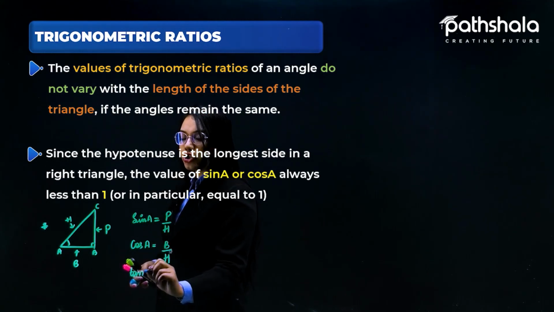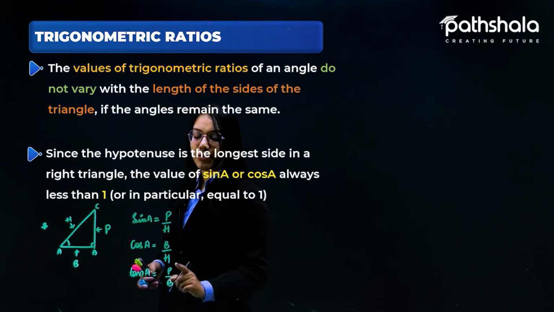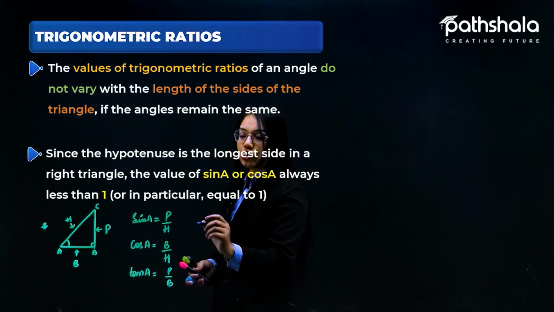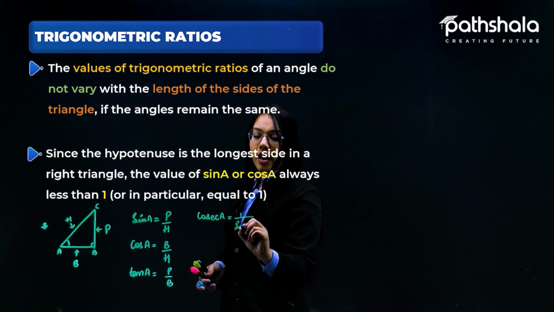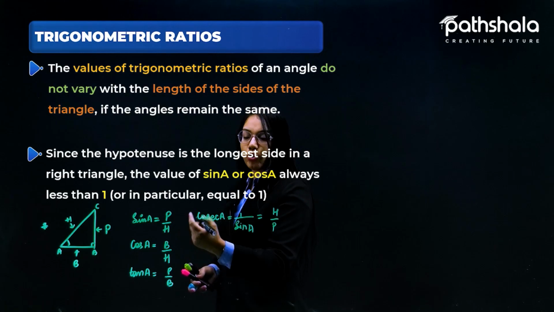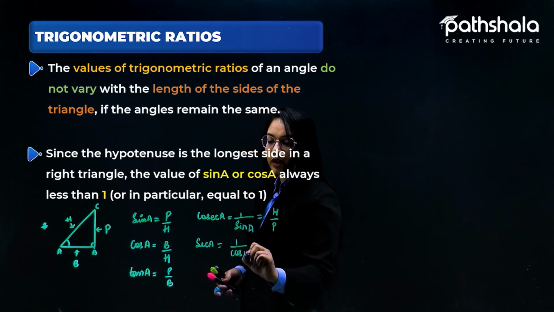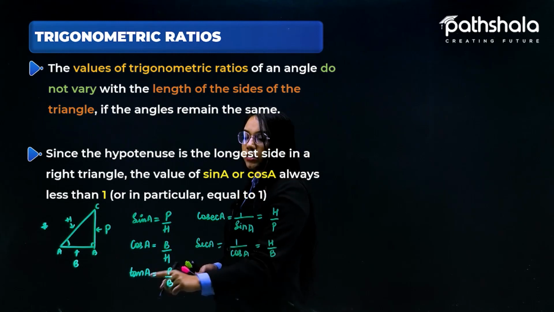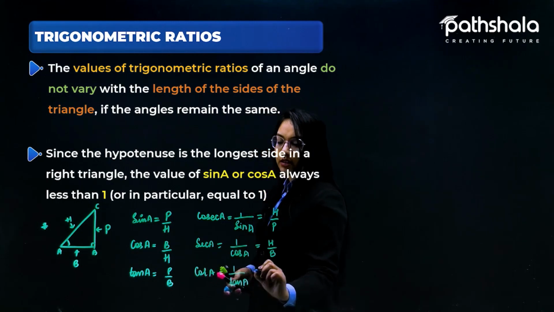Furthermore, tan of angle A is perpendicular by base, which means the side opposite to the angle A divided by the side adjacent to the angle A. Cosec of A is the reciprocal, 1 by sine of A, and we can learn it as H by P. This is obviously a reciprocal of the previous one. Further, sec of A is 1 by cos of A, and we can write it as H by B. And cot of A is 1 by tan of A, which we can learn as B by P.